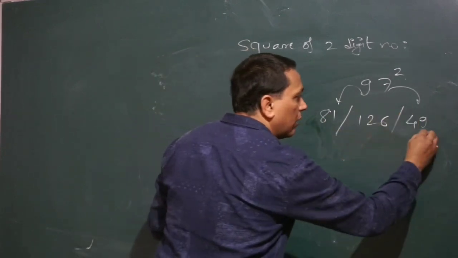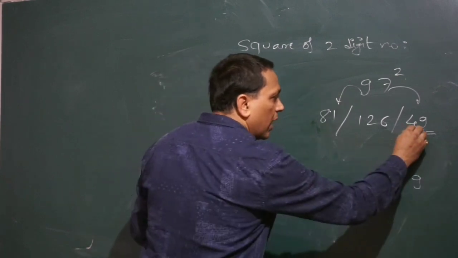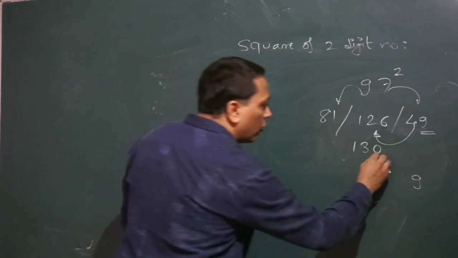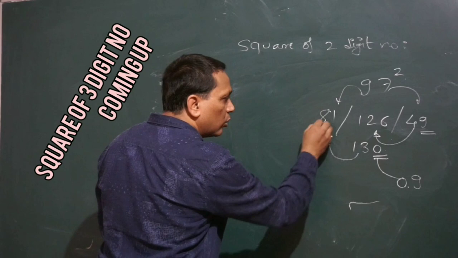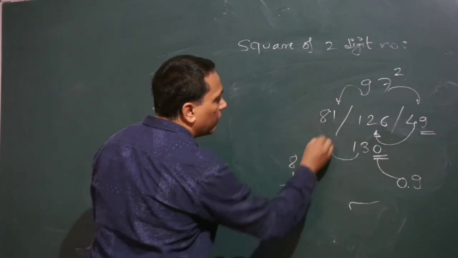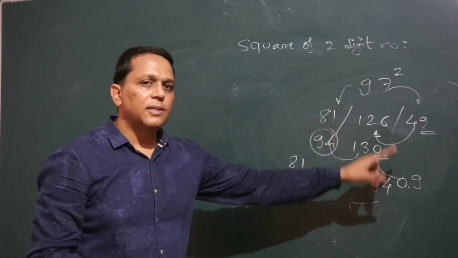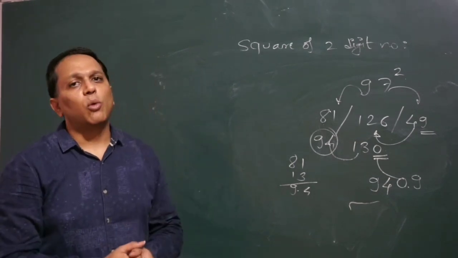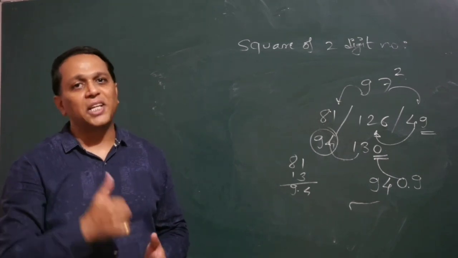But we need only one digit from this part, so the answer is 9, the units digit. We add 12 to this part, so it becomes 130. We again need only one digit, 0. We add 13 to this part, so 81 plus 13 becomes 94. So our answer is going to be 9409. So as you can see, we can find the square of a 2 digit number in a very easy manner. Let's move on to the squares of 3 digit numbers.